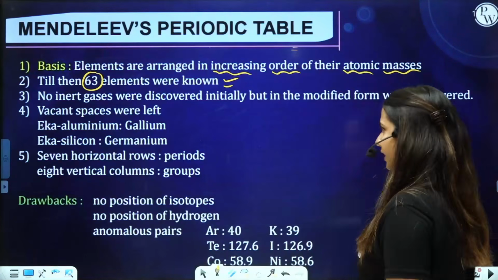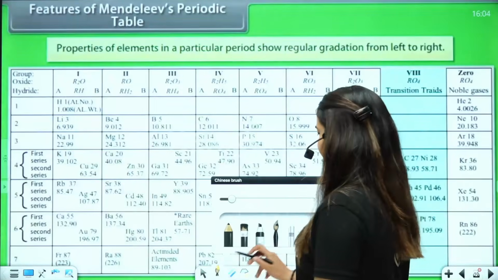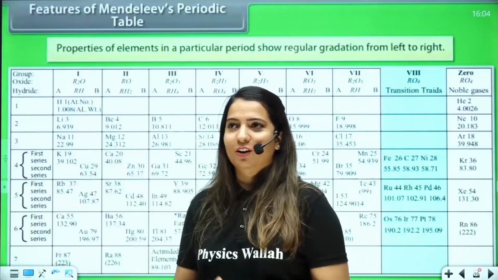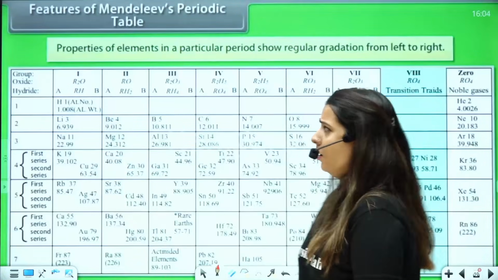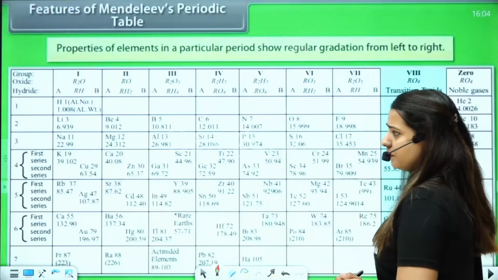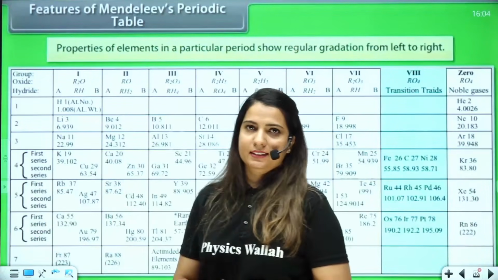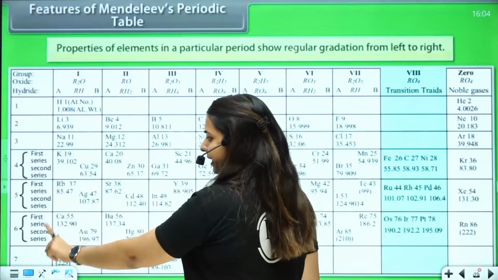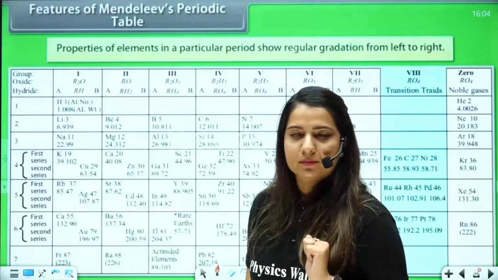First, we should discuss Mendeleev's periodic table over here. You can see the beautiful table made by Mendeleev. First of all, we have 7 periods. You can see very nicely over here, there are 7 periods present in Mendeleev's periodic table.